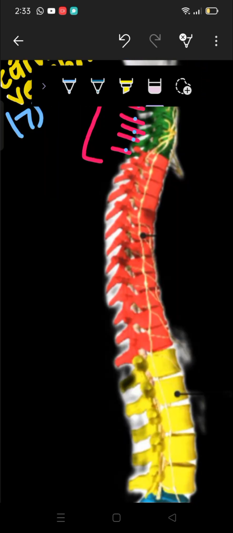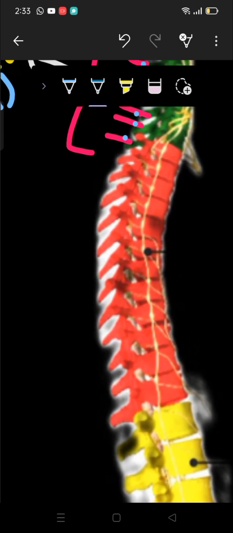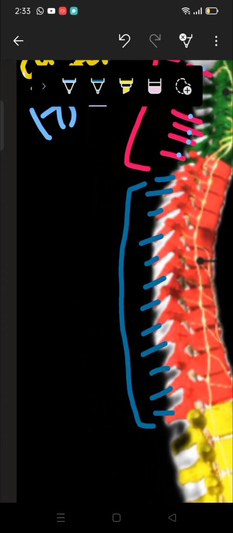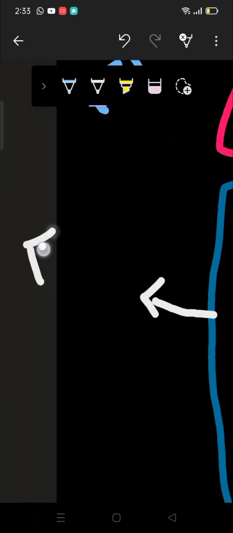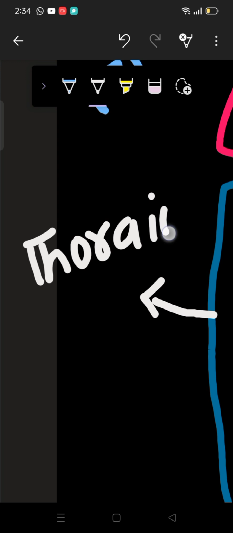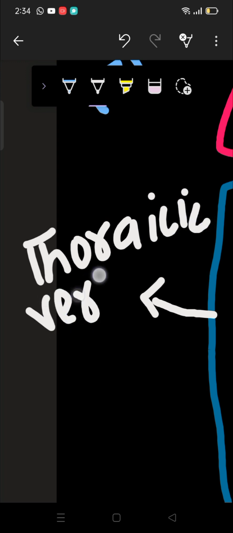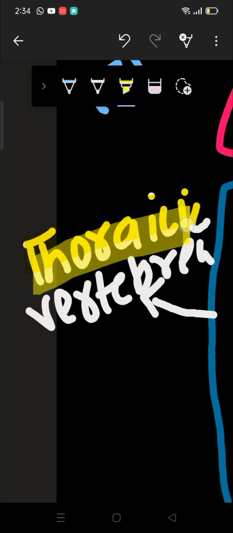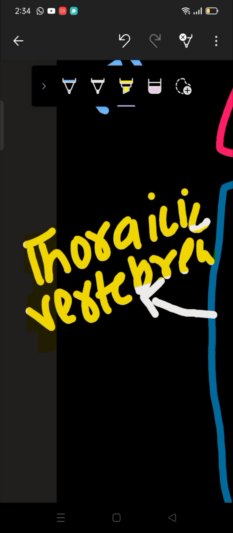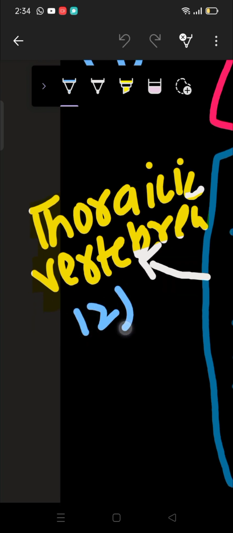So now this red region is representing the thoracic vertebrae. Alright, as we can count here, 1, 2, 3, 4, 5, 6, 7, 8, 9, 10, 11, 12. So these are basically a total of 12 in number. Alright, so let me write that here. Thoracic vertebrae. So let me highlight this. Alright, and these are a total of 12 in number.